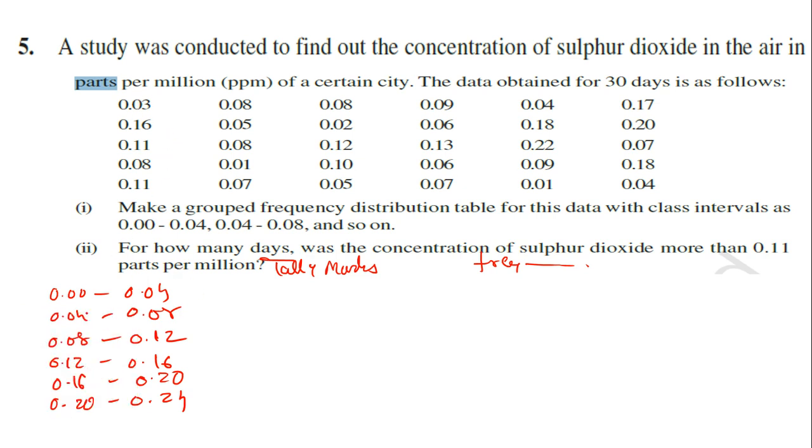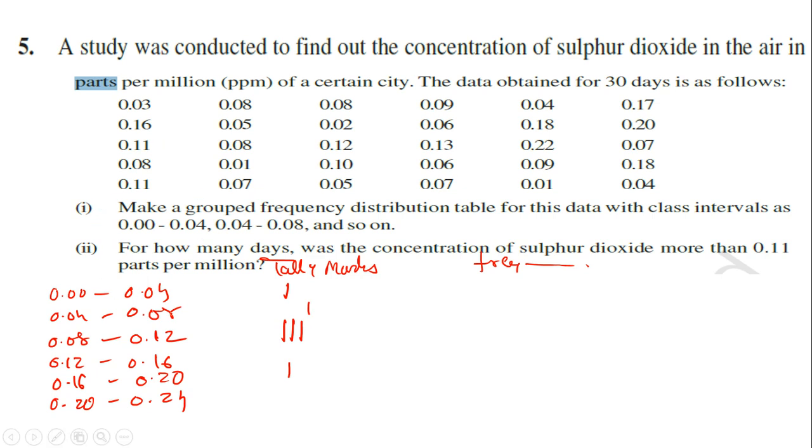Okay, 0.03, so that will come here, then 8 here, again 8 here, 9, then 0.04. You can write properly. Okay, and 17. So do it like this quickly and tell me how many there are.